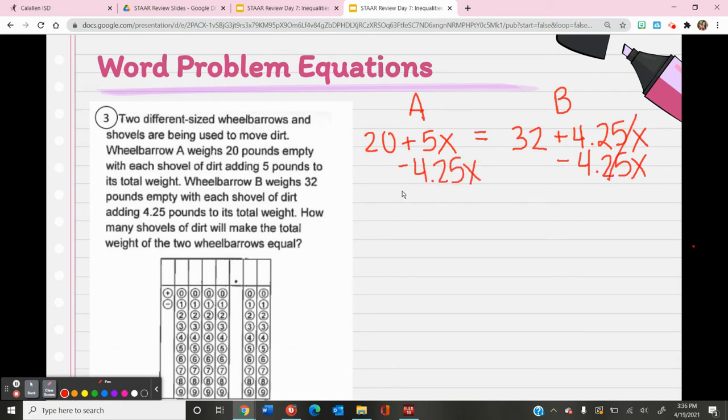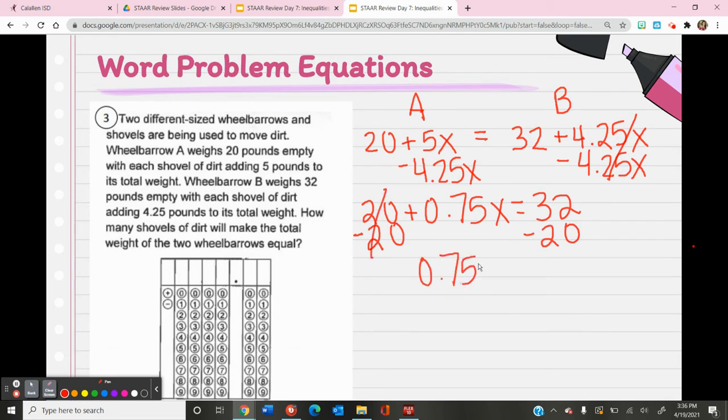This cancels out. I'm left with 20, and then 5 minus 4.25 is a positive 0.75x. And this is equal to 32. Now again, I want to get my x's on one side, my numbers on the other. So right now I need to take care of the 20. It's being added to 0.75x, so I want to do the opposite and subtract it from both sides. This cancels out. I'm left with 0.75x, and this is 32 minus 20, which equals 12.